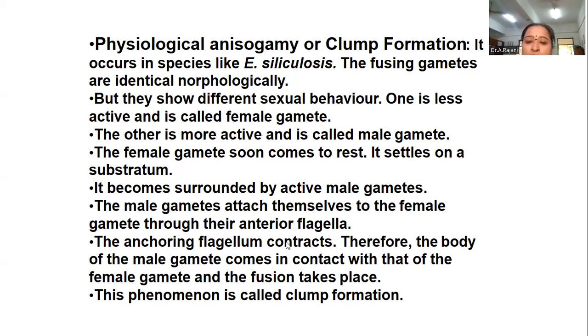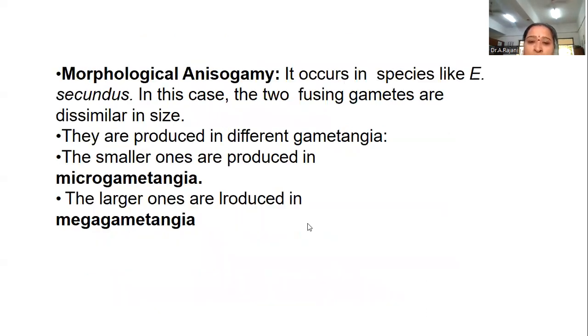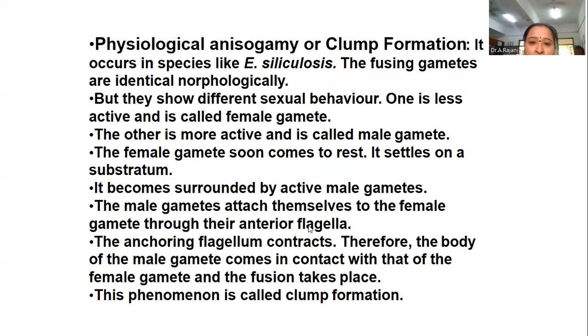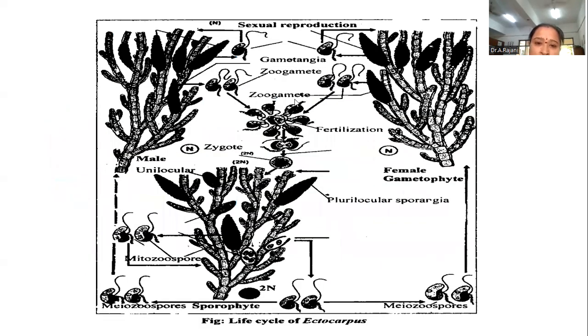The encroaching flagella contract. Therefore, the body of the male gamete comes into contact with the female gamete. Fusion takes place. This phenomenon is called clump formation. Very, very important, clump formation. One second, I'll show you the picture. See, you can observe where my arrow mark is. In this arrow mark, this is the species Ectocarpus siliculosus.